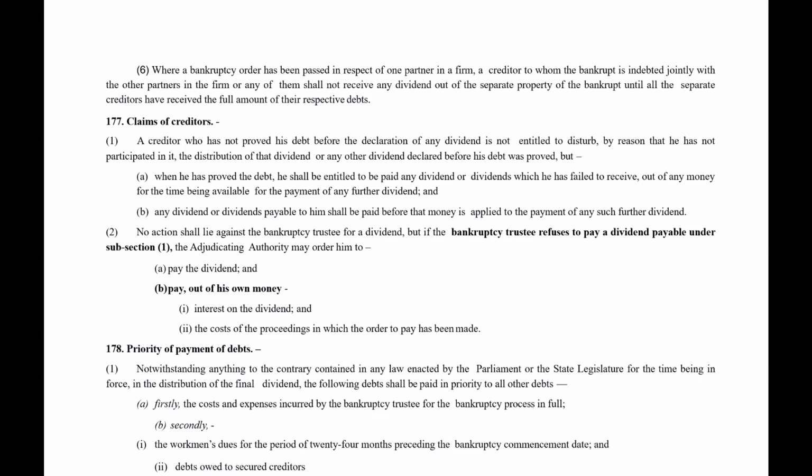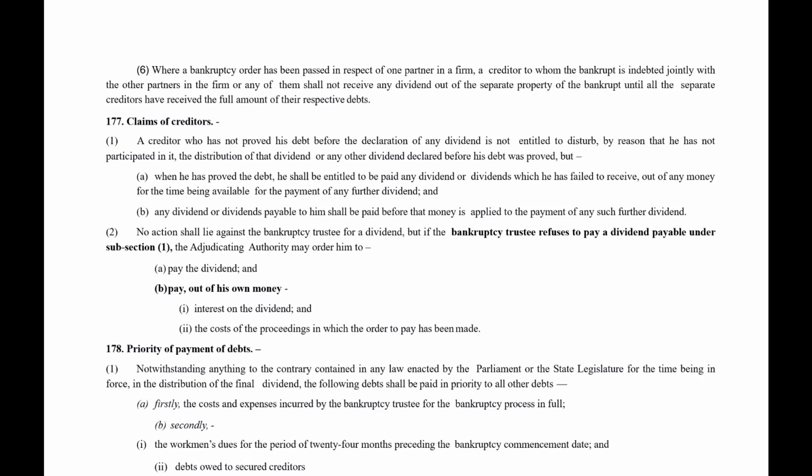ठीक है. A creditor to whom the bankrupt is indebted jointly with other partners in the firm, or any of them, shall not receive any dividend out of the separate property of the bankrupt until all the separate creditors have received the full amount of their respective debts. मतलब partner of a firm may be liable individually, may be liable because of his relationship with the firm.